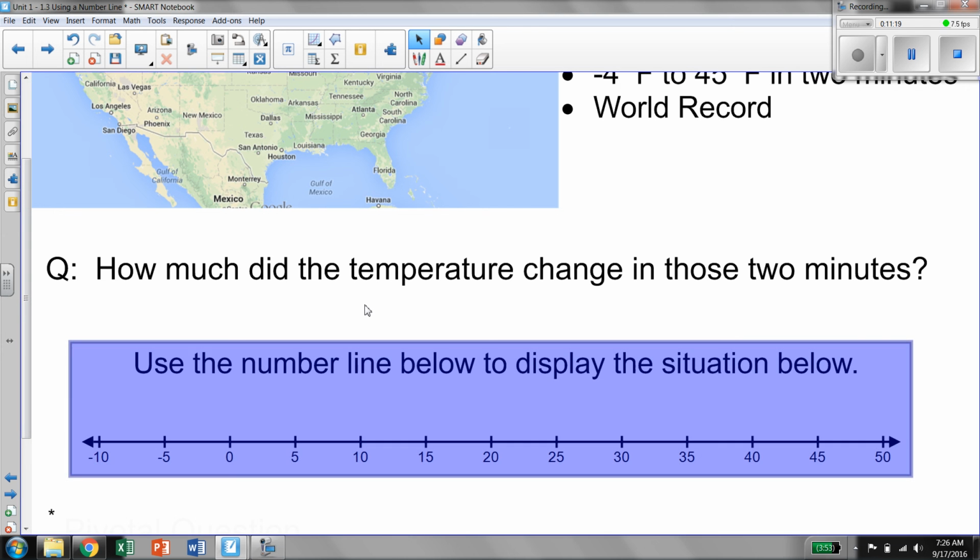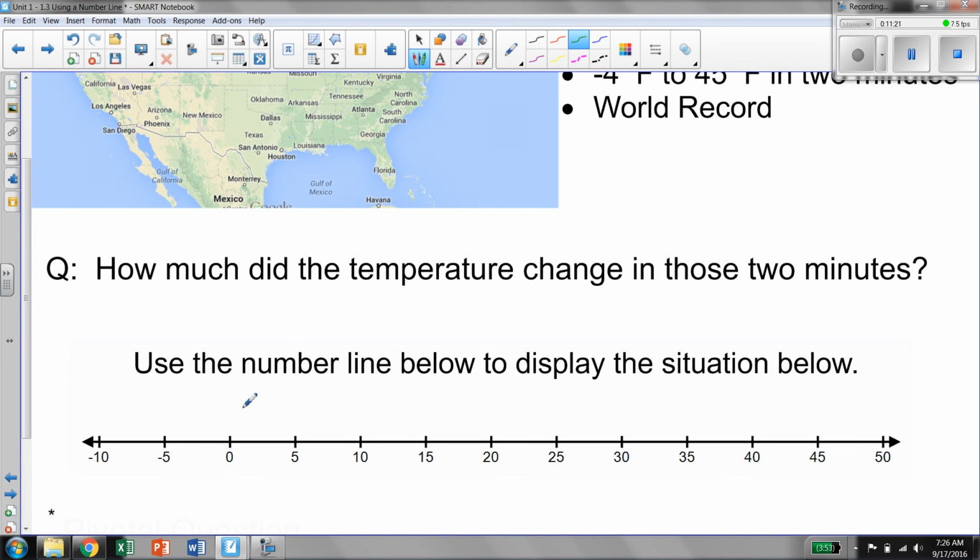So again, you can use a number line to help with this visualization. You were at -4 here, and we went all the way up to +45. So we were going from here in this direction all the way to 45. How many degrees was that?